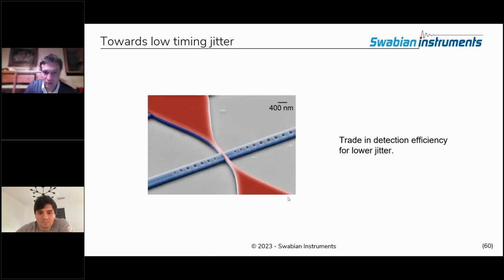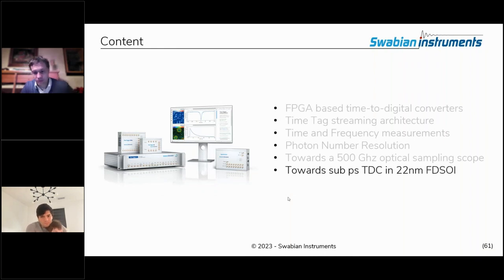Another way is to really fabricate a very, very short nanowire and just put it across a waveguide. In this way, you get a single photon detector that has a low detection efficiency, but a very low jitter. So it allows you to trade in detection efficiency and win jitter, which is totally fine for this particular application because we typically attenuate the signals anyway. With the TDCs that we have in FPGA so far, which are 2 picoseconds, we would already be at an effective bandwidth of 200 gigahertz or so.